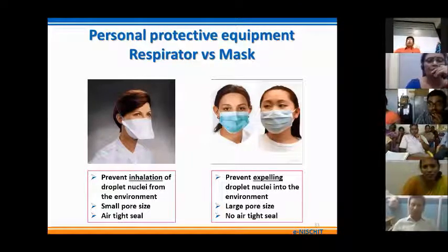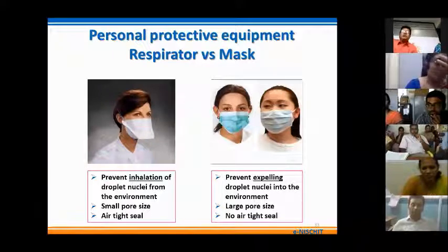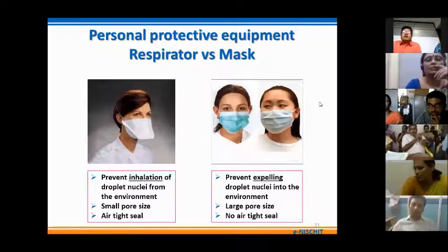Yeah. So I would like to spend a little time here to talk about what is a respirator and what is a mask. So the one which you are seeing on the right side is a mask, and one which you are seeing on the left side is a respirator.